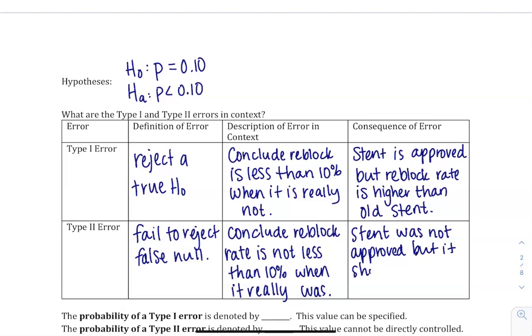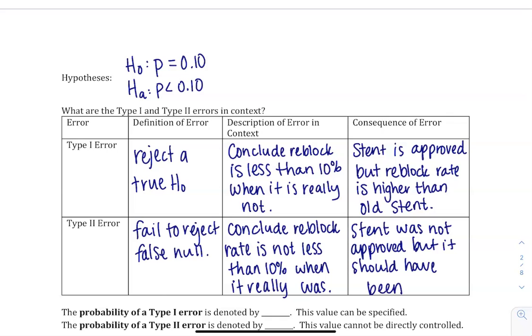And I'm certainly looking at a relatively simple version of what goes on behind the scenes. Don't think that clinical trials are this simple. They're not. But we're just starting our study of statistical inference, and this is one aspect of what goes into the bigger picture.